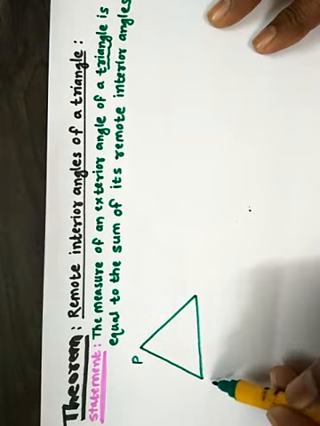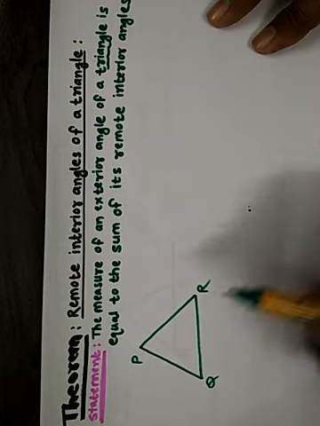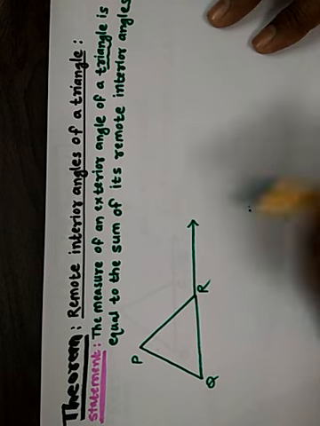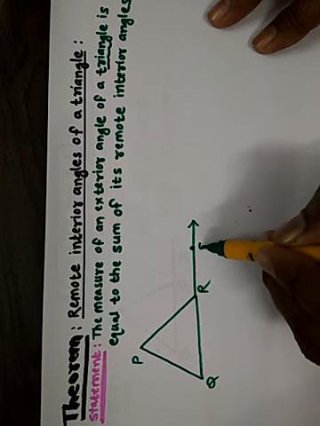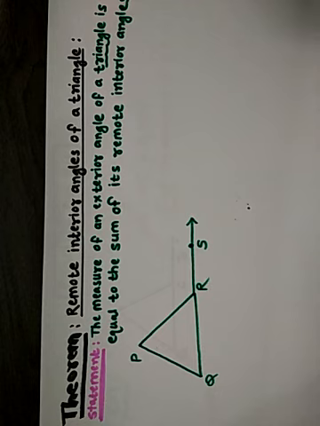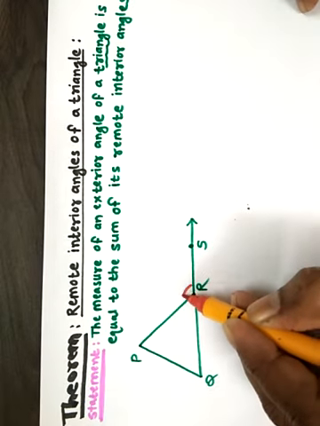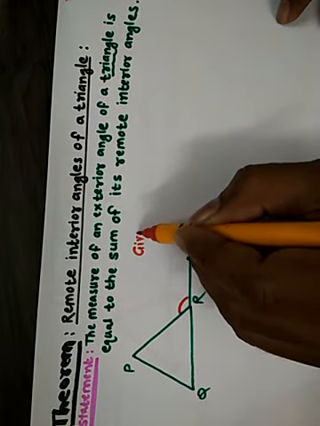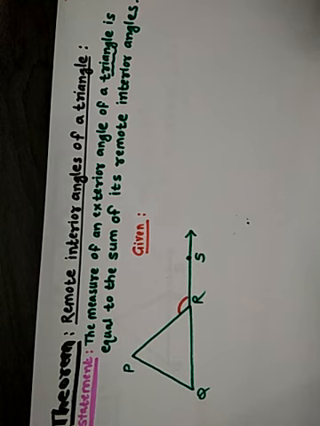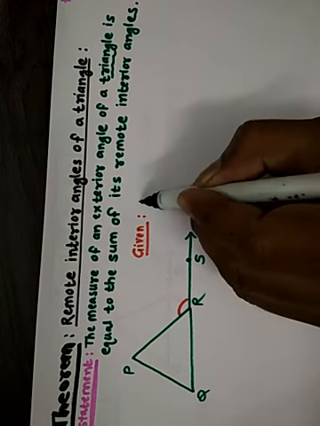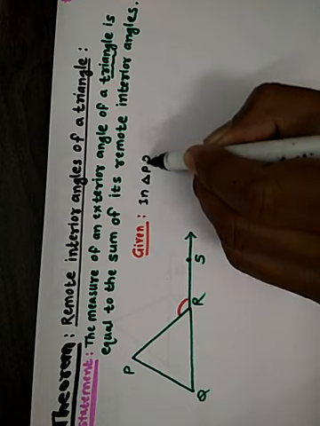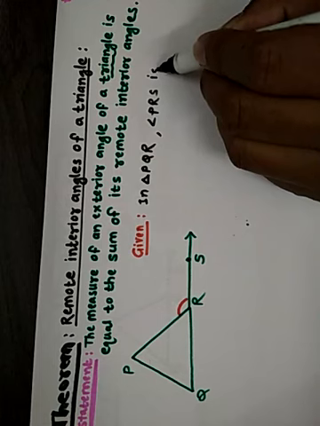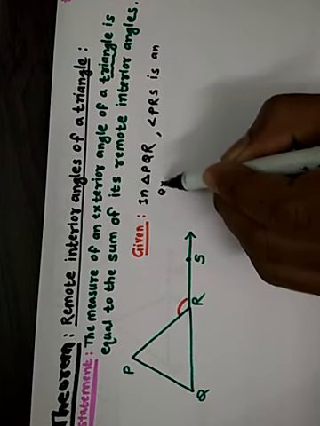This is triangle PQR. We take one exterior angle of this triangle. Angle PRS is the exterior angle of triangle PQR. Our given is that, what is the given? In triangle PQR, angle PRS is an exterior angle.